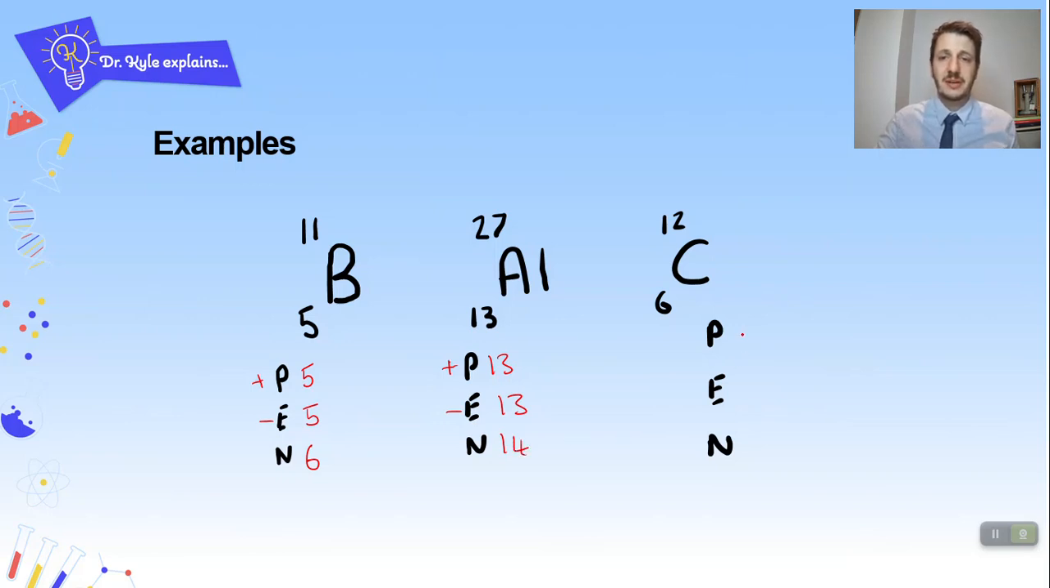Carbon on the side here, protons 6, electrons 6 because of the proton number at the bottom, and then this one, 6, 6, 6 for protons, electrons, neutrons. Really well done if you got that right.